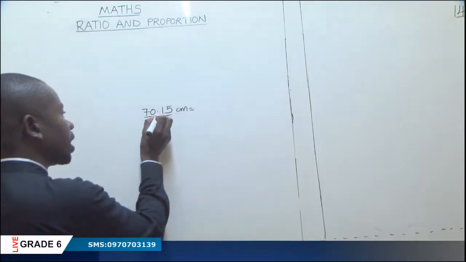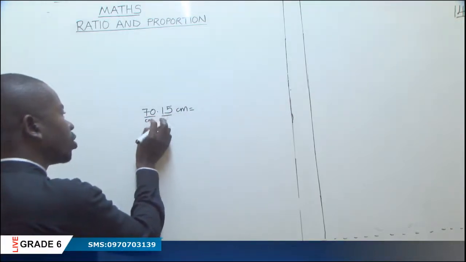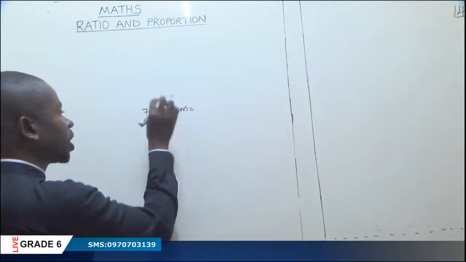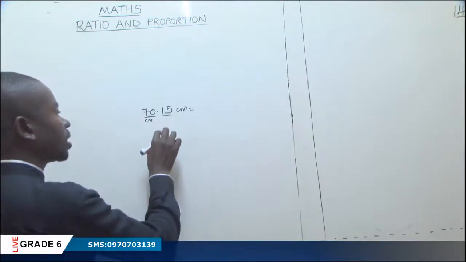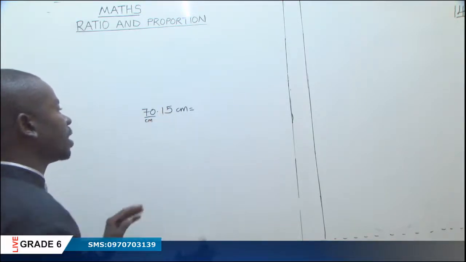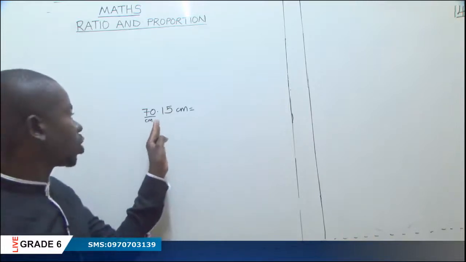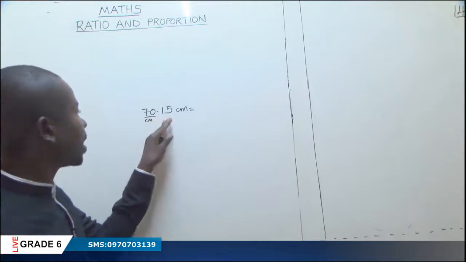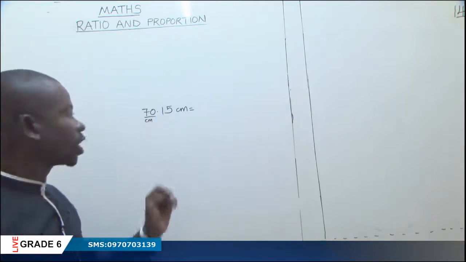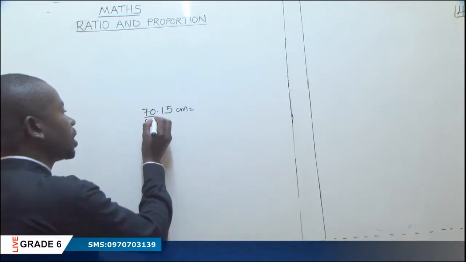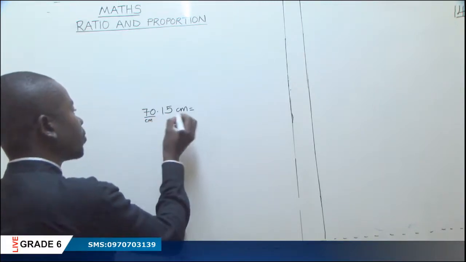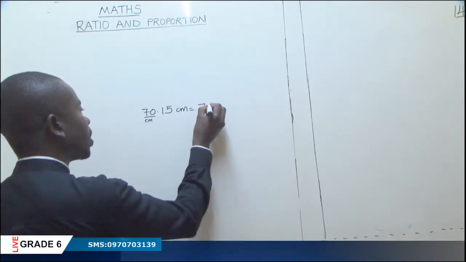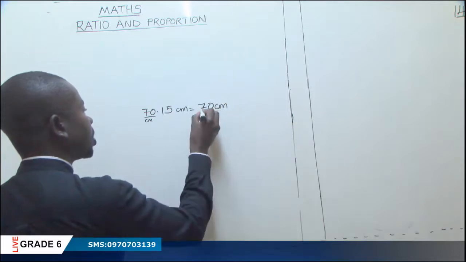So I said, if you're rounding off to the nearest centimeter, check the next number. If the next number is between 0 and 4, you round down. If the number is between 5 and 8, you round up. Since this number is between 0 and 4, you round down, so the answer becomes 70 centimeters.